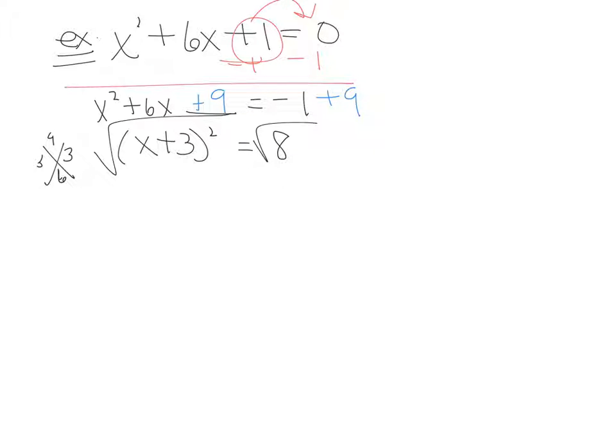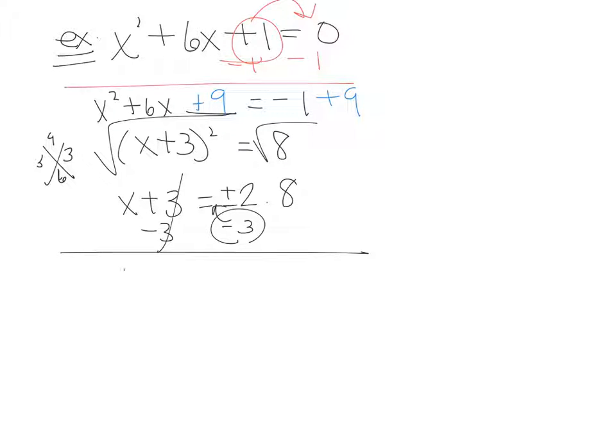Square root, square root. So I have x plus 3 equals, the square root of 8 is 2.8. If I leave this, I'm losing points, plus or minus. What am I going to do now to get x by itself? I'm going to subtract 3 on both sides. That number, this number, always goes in the front and makes your life easier. x equals negative 3 plus or minus 2.8.